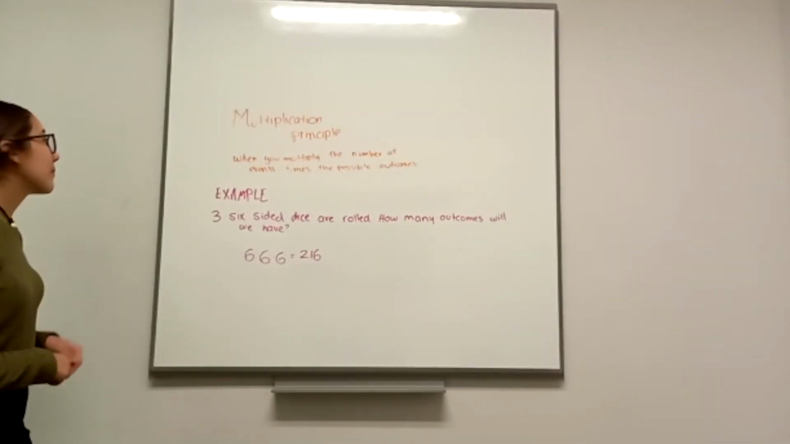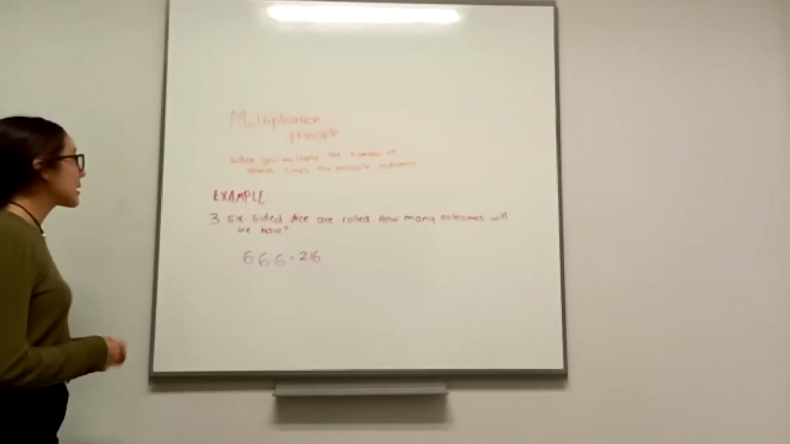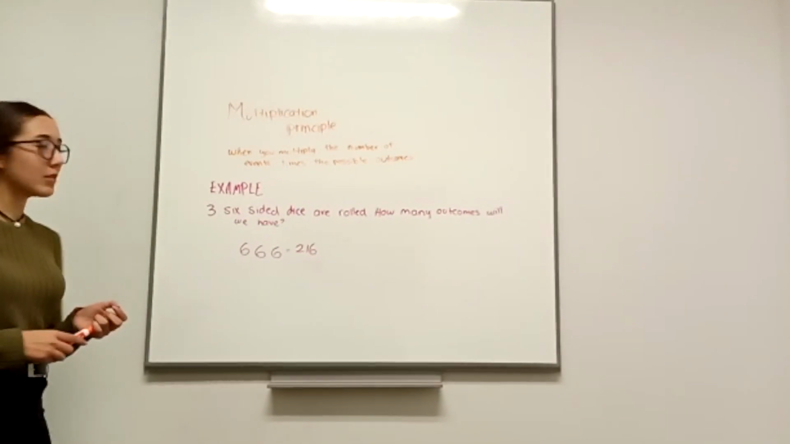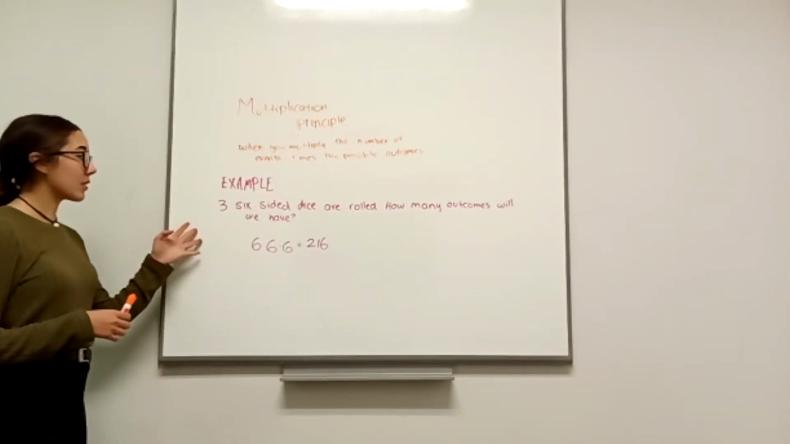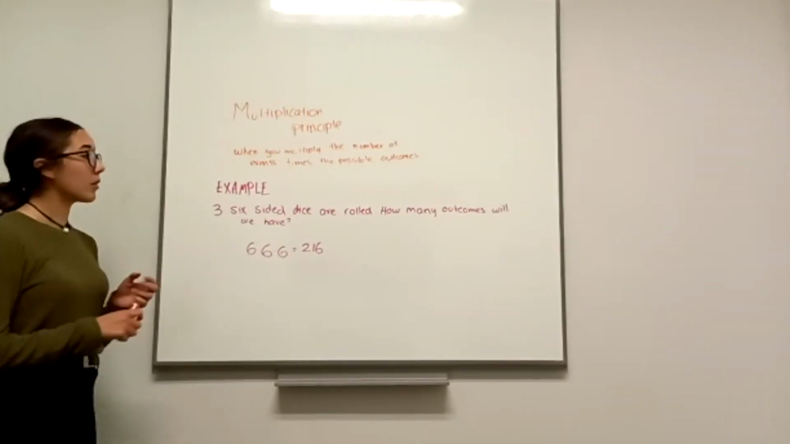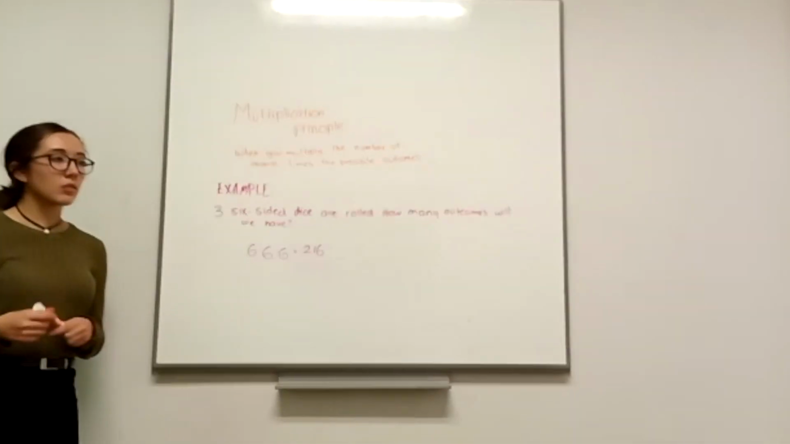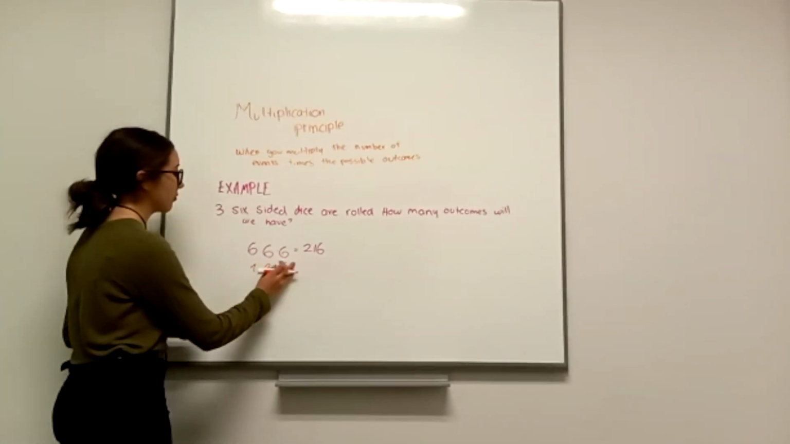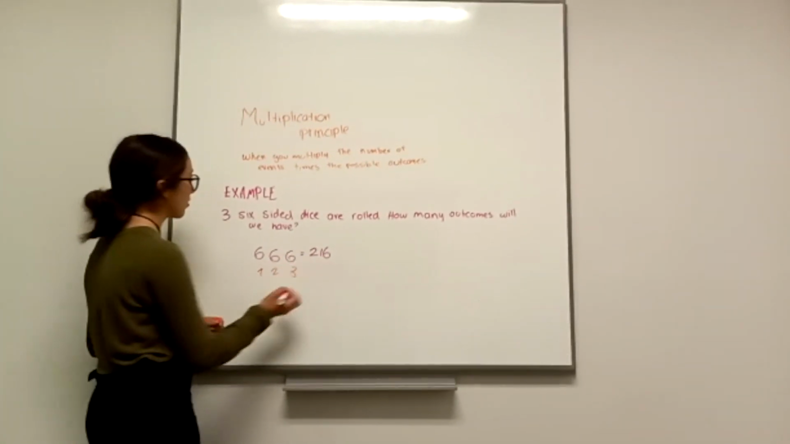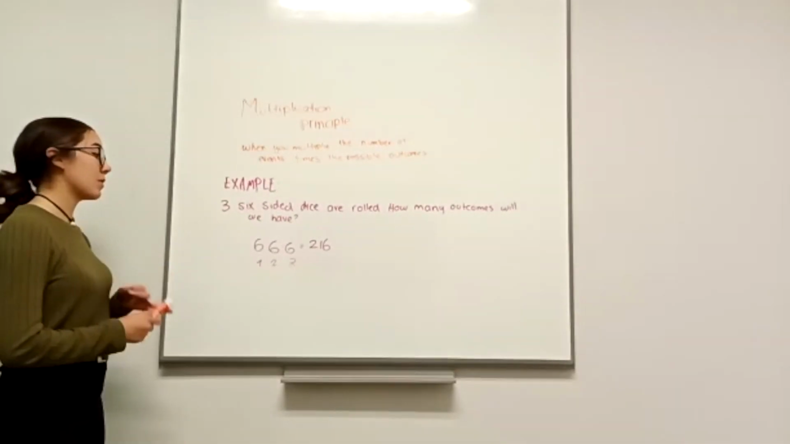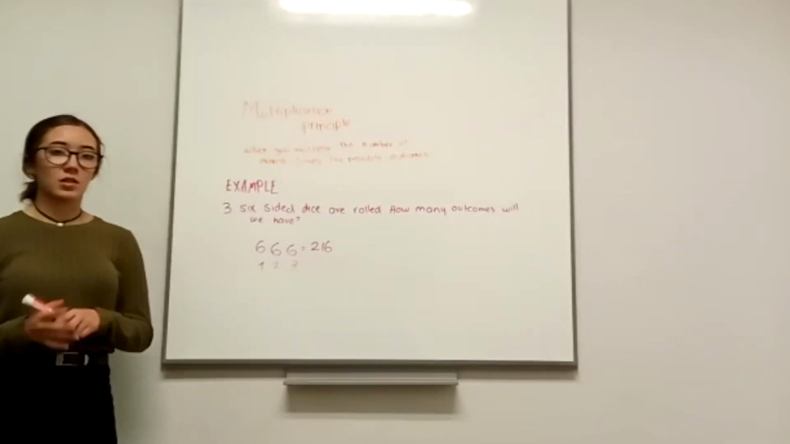Multiplication principle. When you multiply the number of events times the possible outcomes. We don't have a formula because, as you can see in the example, for example, 3 six-sided dice are rolled. How many outcomes will we have? So the number of event 1, event 2, and event 3. The possibilities of us getting any number is 6. So 6 times 6 times 6 is 216.